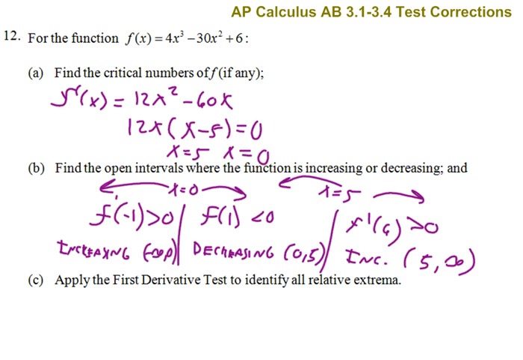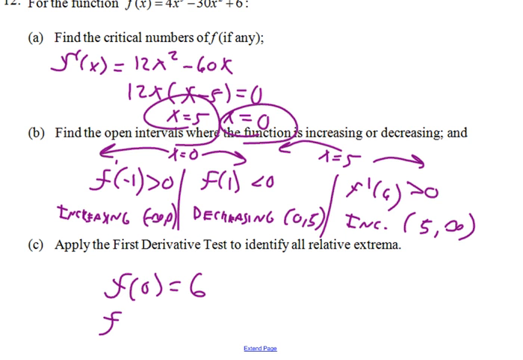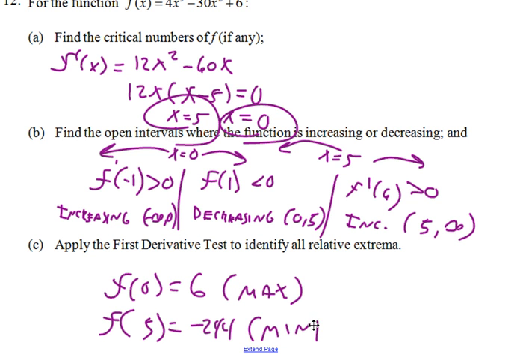from 0 to 5. Last but not least, let's apply the first derivative test to identify all the relative extrema, meaning plug these guys in, right, and find out what's our max and min. So if I plug 0 into my original function, I get 6. And if I plug 5 into my original function, I get, let's see, negative 244, which means that this is my maximum and this is my minimum.